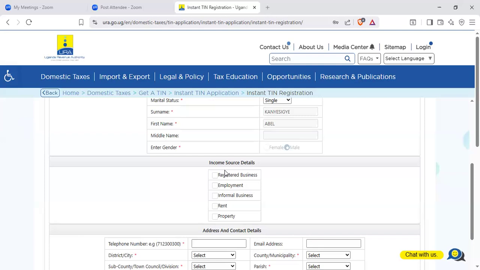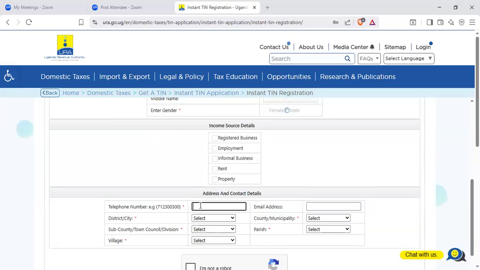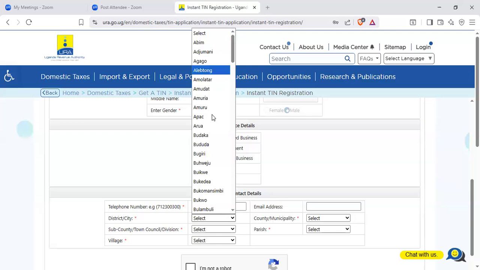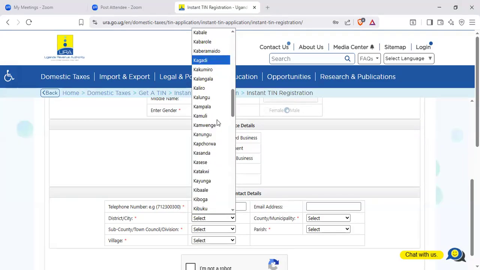So here I can just put your telephone number, and as you put your telephone number, don't put 0. Simply start from 7. It could be 702198465. Okay. Then the district, you select your district. Here, it's not a must that you select the home district. No, it's not a must. You select where you are.